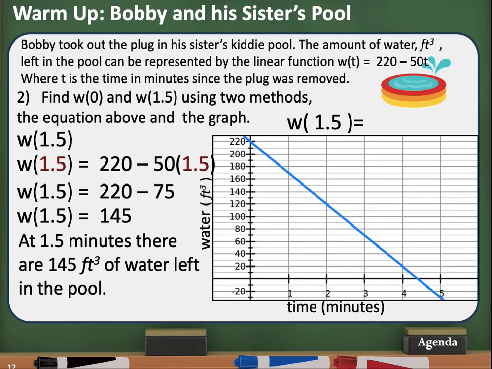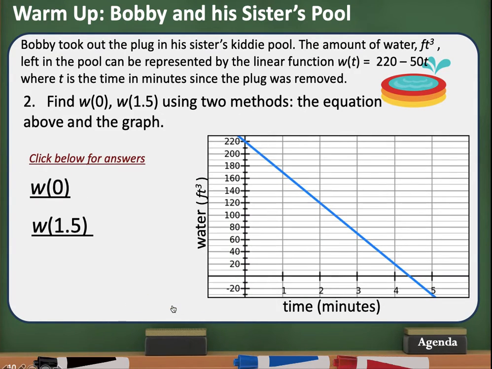Now let's use the graph to find that. So we've got to find W of 1.5, so that's 1.5 minutes, so go down there. Then you go up to find the y value, and go across. Which is actually kind of tough with the graph, but you can sort of see that it's around 145. Great. So that's the do now. Feel free to pause, rewatch this part if you want, but that's how we can use two methods to find the answers about times 0 and 1.5.